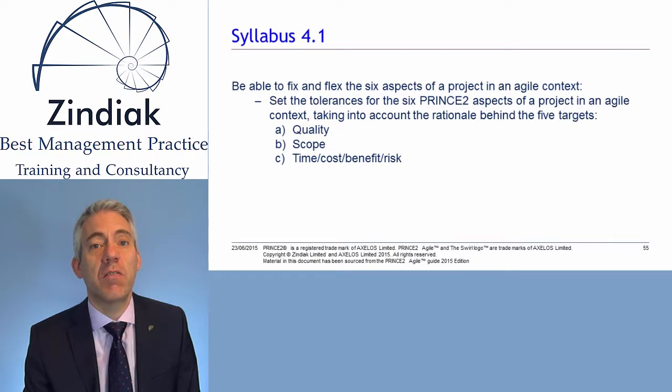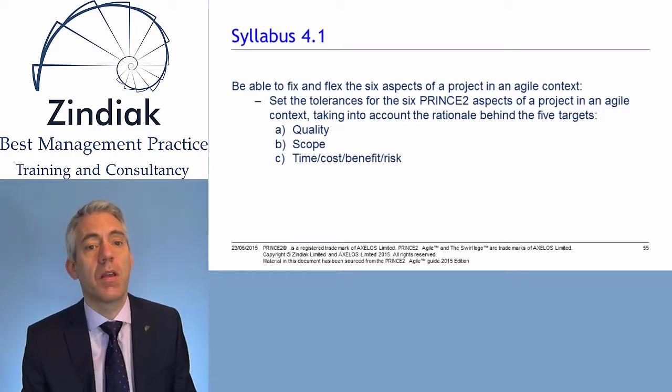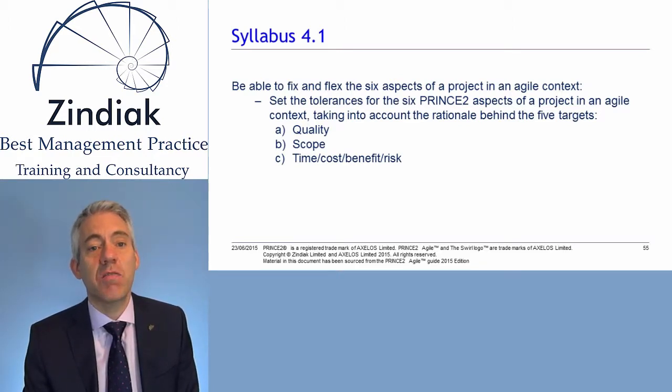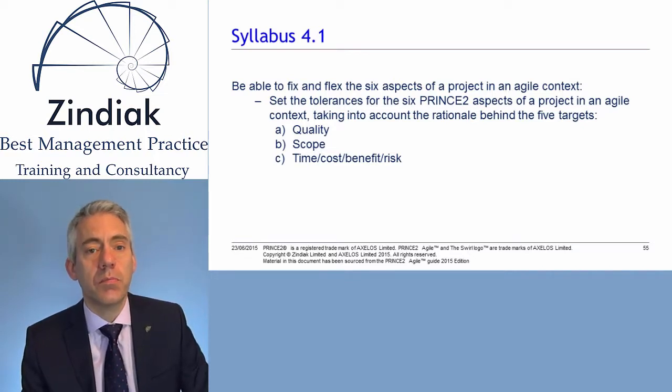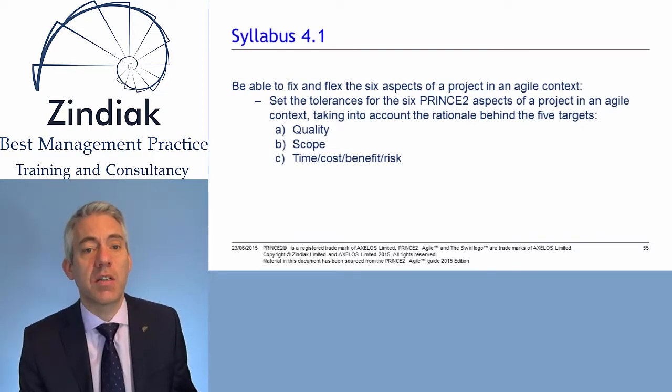Before we talk about fix and flex, we should look at the relevant syllabus, as shown on this slide. So we need to be able to fix and flex the 6 aspects of a project in an agile context. We need to set the tolerances for the 6 PRINCE2 aspects of a project in an agile context, taking into account the rationale behind the 5 targets, which we'll talk about soon. And you'll notice that the 6 aspects are listed as quality, scope, and then time, cost, benefit and risk together. So there's a focus particularly on quality and scope.